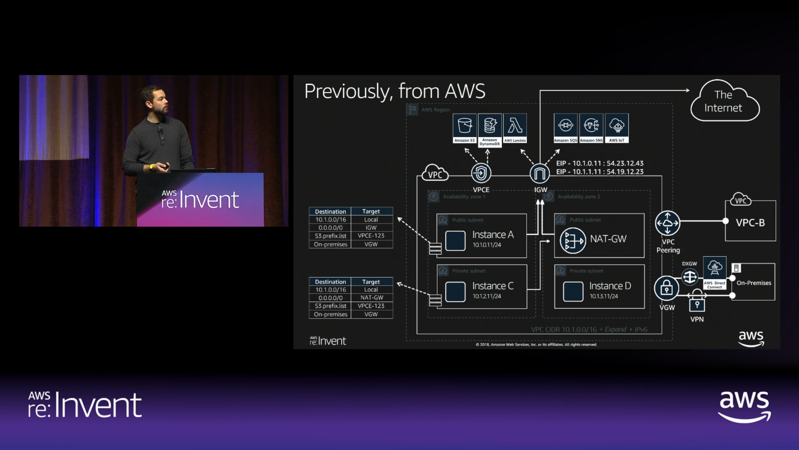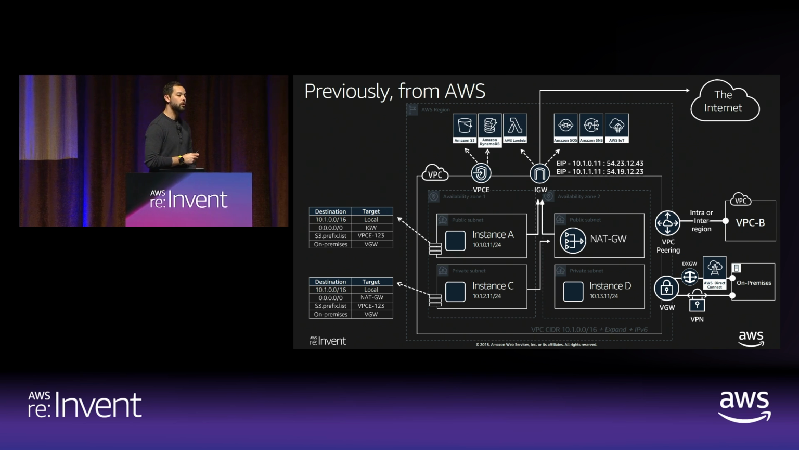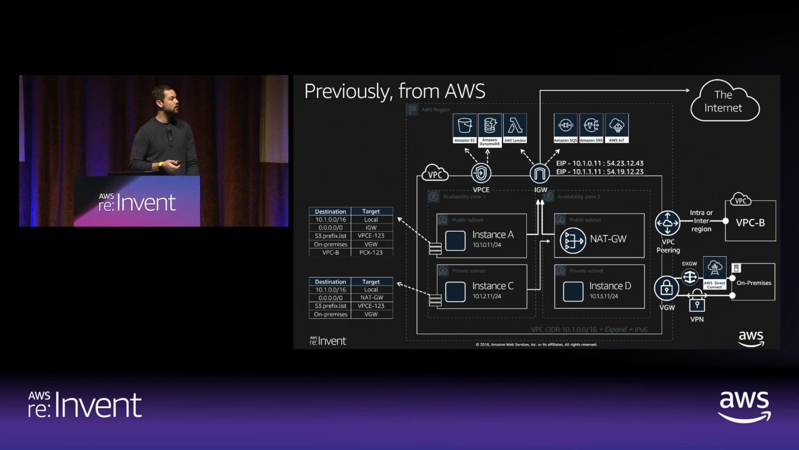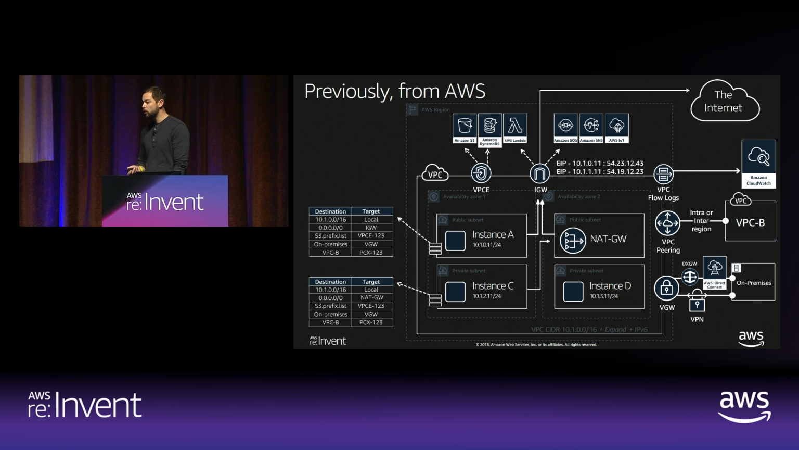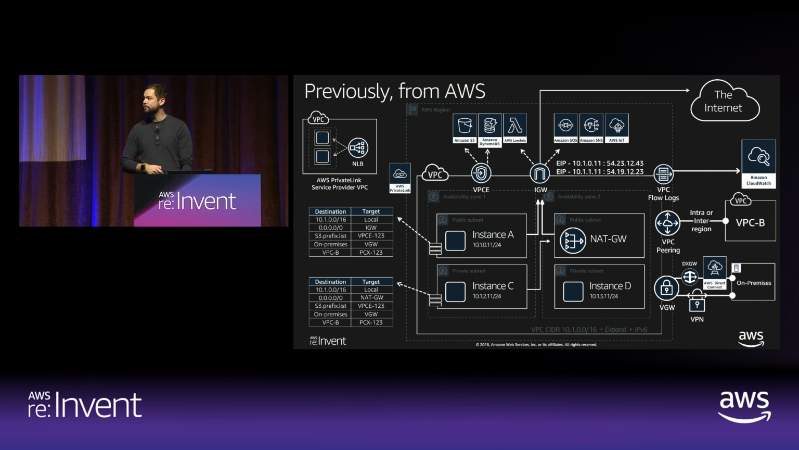Then we add in some peering, inter-region or intra-region. So last year we launched inter-region peering. That was one of our big announcements. Pretty cool stuff. We've got some routes there. Last year we also had VPC flow logs going to CloudWatch. We'll discuss that a little bit as well.